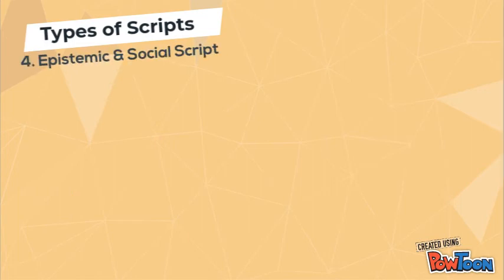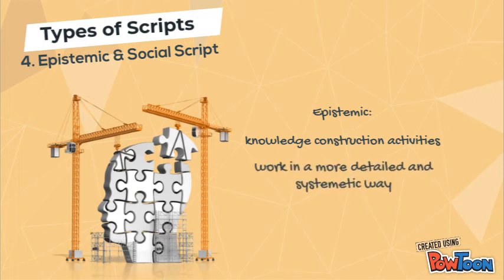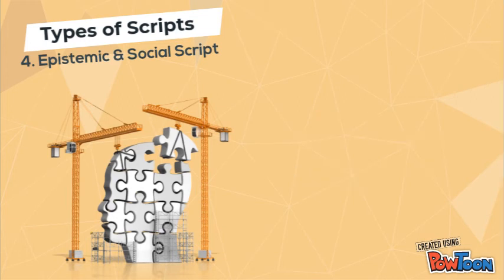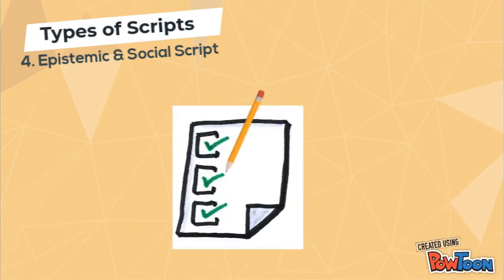Last, epistemic and social scripts. Epistemic scripts concern knowledge construction activities, describing how learners work on the task in more detail and in a more systematic way within a specific domain, such as defining categories and words, identification of various problems, etc. A checklist is an example of an epistemic script.